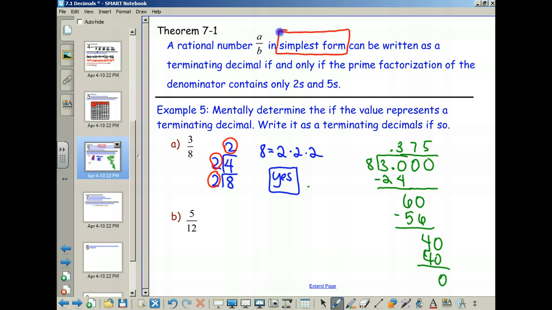So the solution is yes, and the decimal is 0.375, with work shown on how the 375 was arrived at.